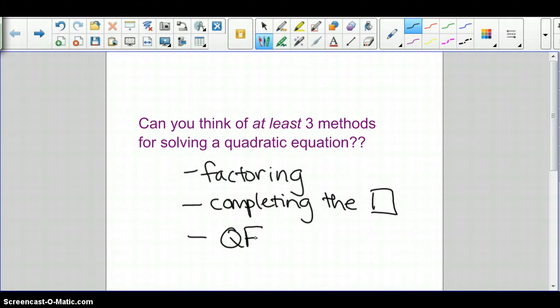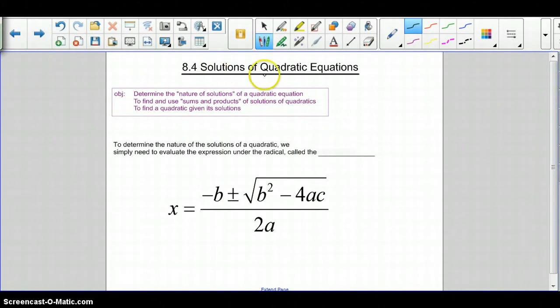Okay, so those are 3 methods, and there are more. There are definitely more out there. Those are 3 methods that we have been focusing on for solving a quadratic equation. So, today we are going to work with solutions of quadratic equations. Our objective is to determine the nature of solutions of quadratic equations.